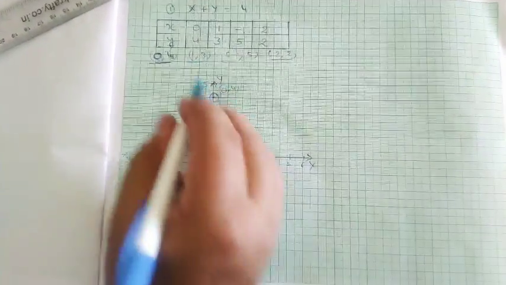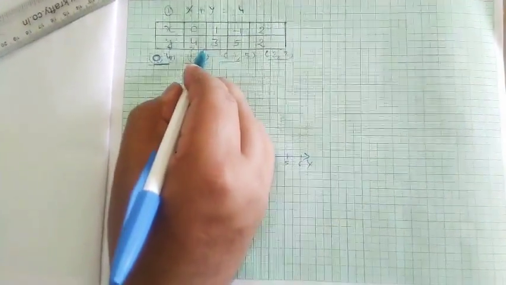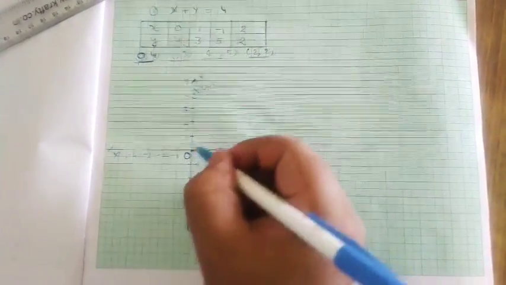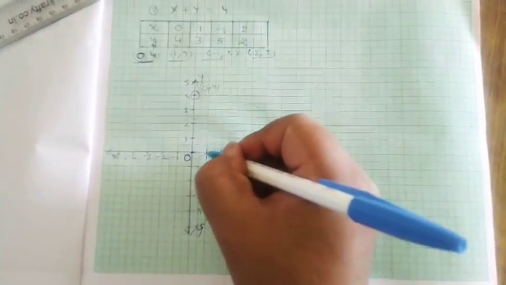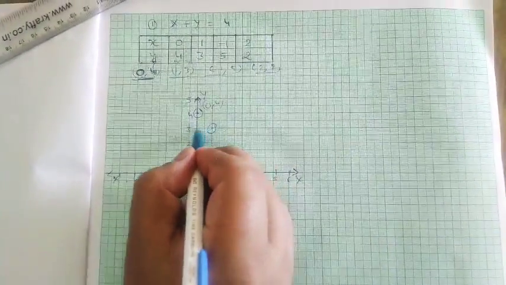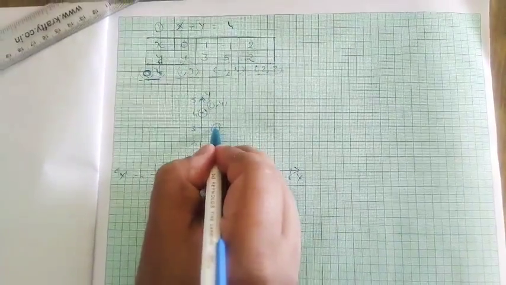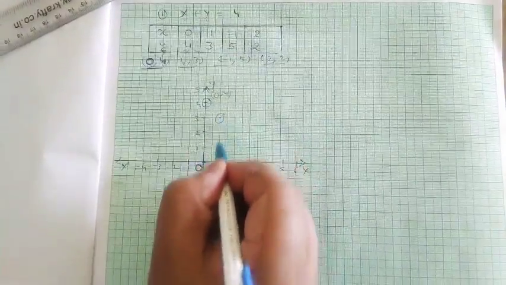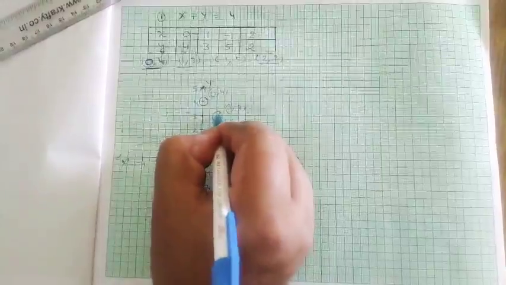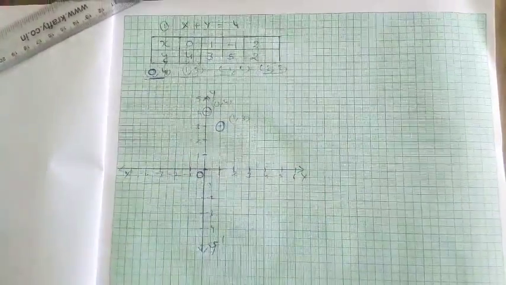Next, (1, 3). It means the x coordinate is 1 and the y coordinate is 3. So we move 1 unit towards x, and 3 means we go 3 steps or 3 units upward. So 1, 2, 3. The corresponding y axis shows 3 and the corresponding x axis shows 1. So this point is (1, 3). Always make a circle around the point like this.